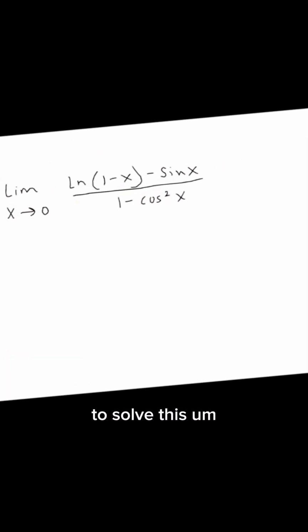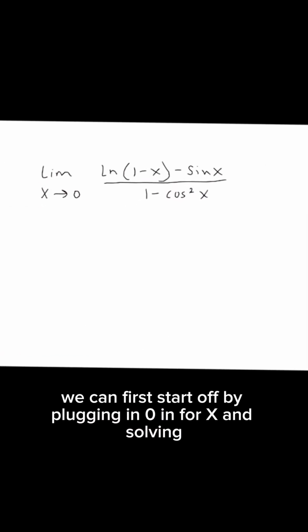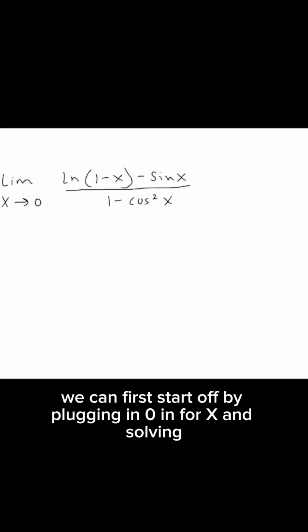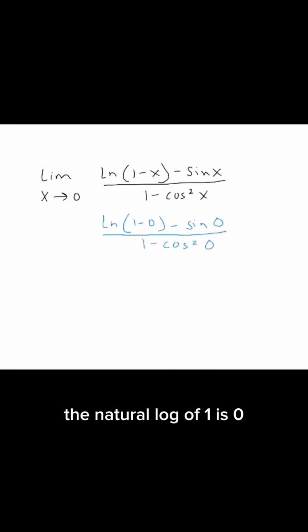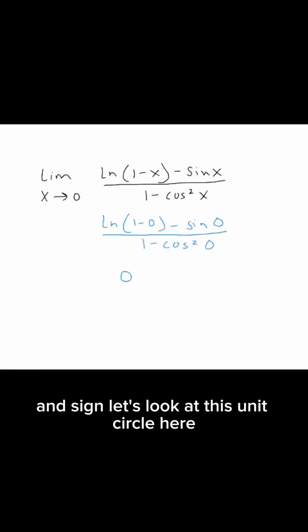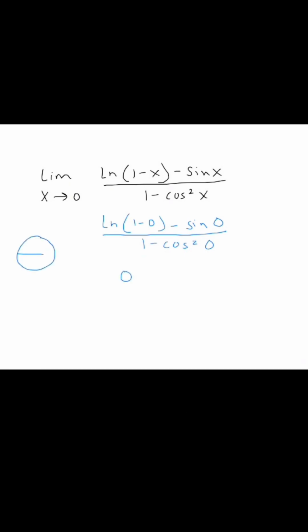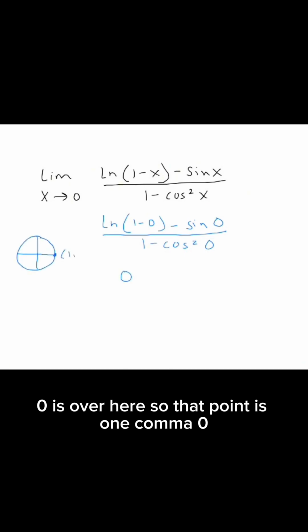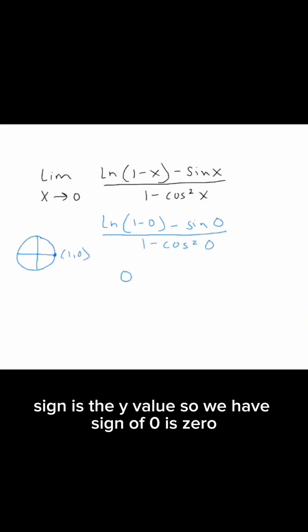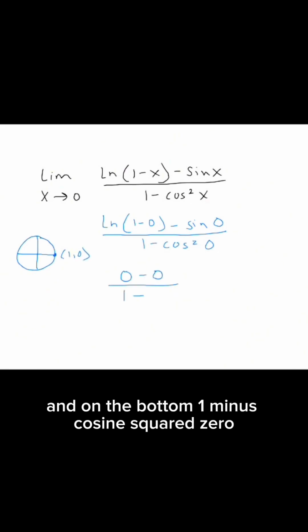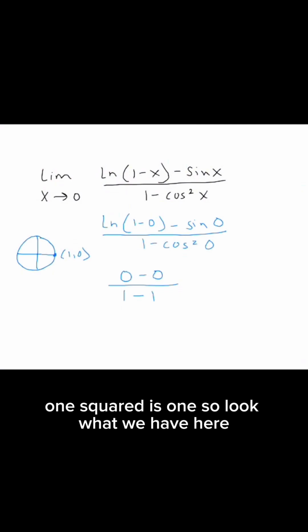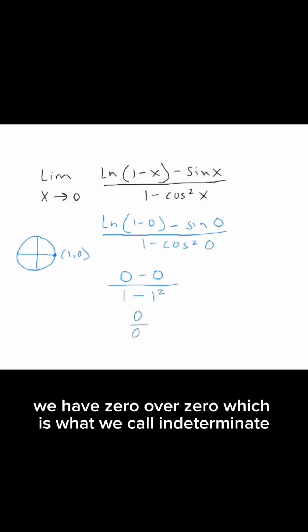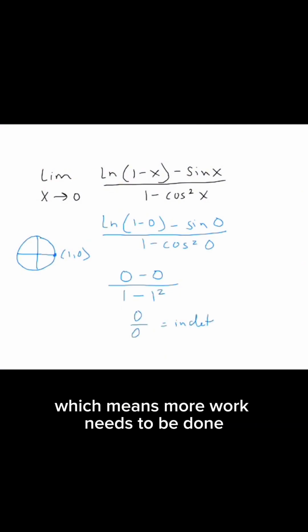Now to solve this, or any limit, we can first start off by plugging in 0 for x and solving. So let's go ahead and do that. The natural log of 1 is 0. Anything to the 0 power is 1. And sine, let's look at this unit circle here. 0 is over here, so that point is 1, 0. Sine is the y value, so sine of 0 is 0. And on the bottom, 1 minus cosine squared 0. Well, cosine at 0 is 1. 1 squared is 1. So look what we have here. We have 0 over 0, which is what we call indeterminate, which means more work needs to be done.